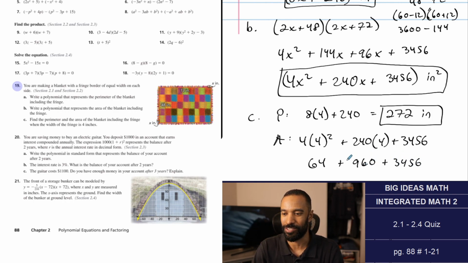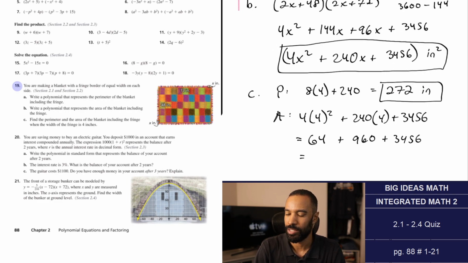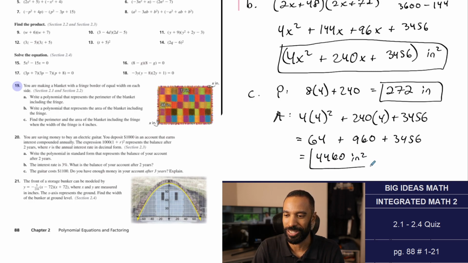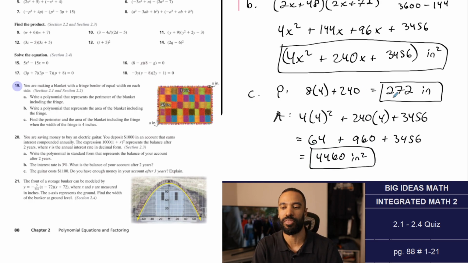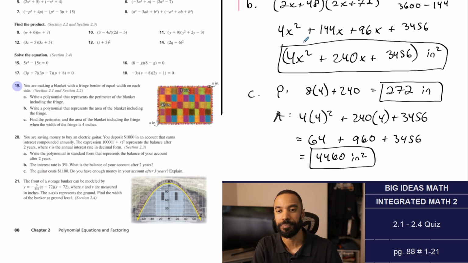Good news, 64 plus 3,456 seems a little clean. That's 3520 plus 960 is 4460. I think 4,460. Apologies if that's wrong. I think that's right. So 4,460 square inches, I believe. Sorry if I messed up a number there, but that math is happening.